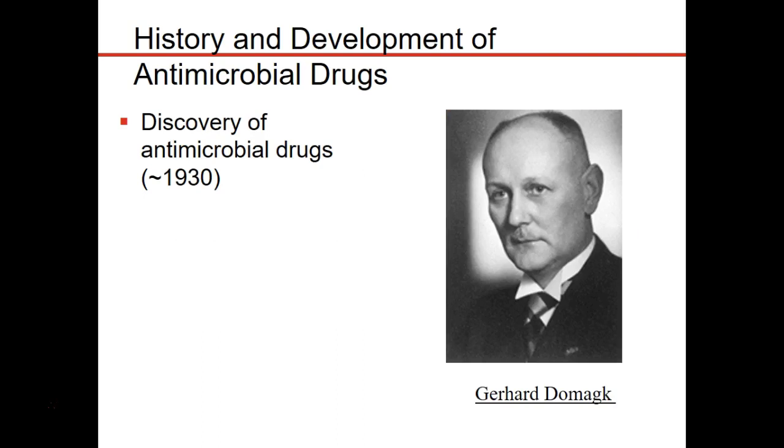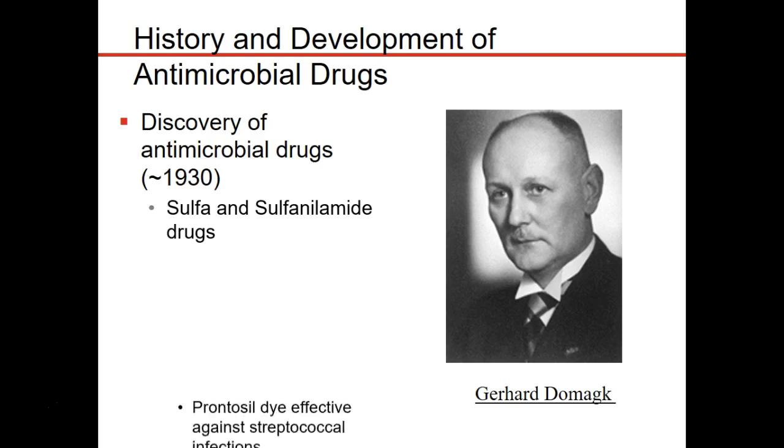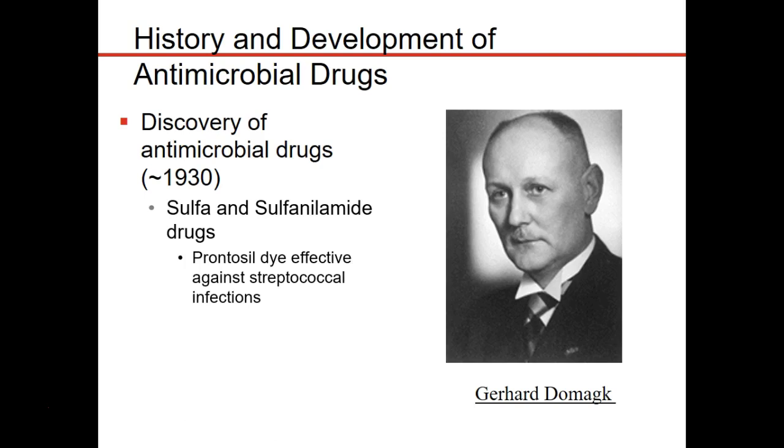Around 1930, Gerhard Domagk found sulfa drugs and learned that sulfa drugs could treat streptococcal and staphylococcal infections. The first drug that he actually found was Prontosil, and when he found it, he found that this drug could treat streptococcal meningitis, and it was very effective at killing off these bacteria.